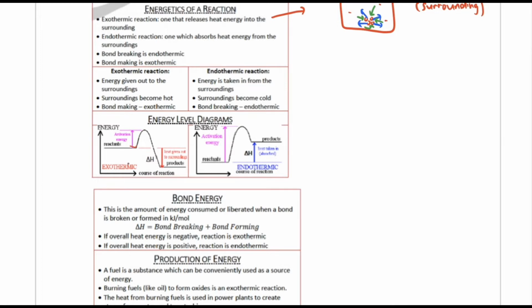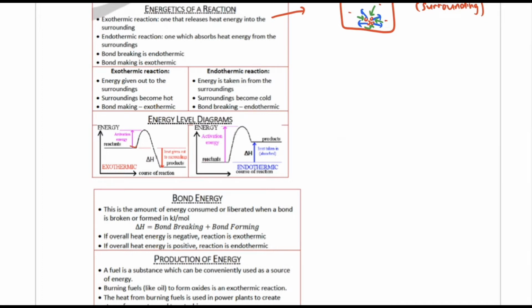Exothermic is where the energy is given out to the surroundings. Because of that, the products are expected to have less energy, because energy is given out to the surroundings, right? So when the reactants form products, the products have less energy as energy is given out to the surroundings. So it goes down.